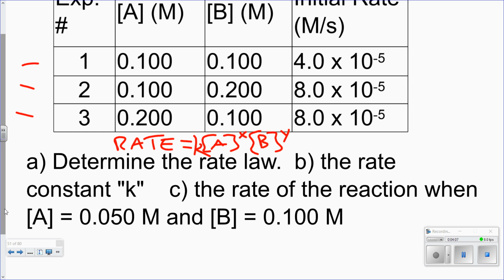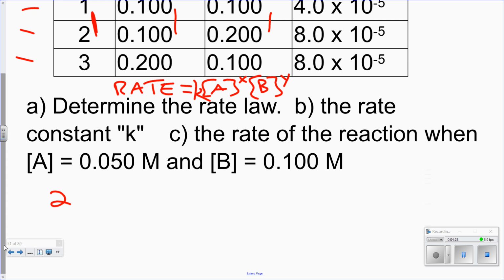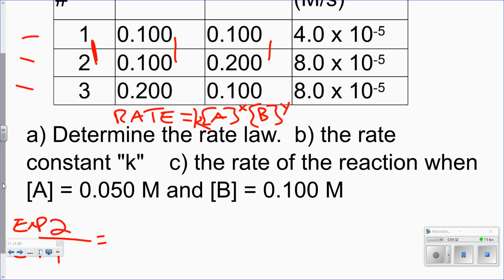I want to keep as many things constant as possible and vary only one thing at a time. If I compare experiments 1 and 2, I notice that this stays constant while the concentration of reactant B changes. Again, I want to keep whole numbers. So I'm going to take everything from experiment 2 and divide it by experiment 1. Let's take this whole line of experiment 2. The rate is 8.0 times 10 to the negative 5th molarity per second.